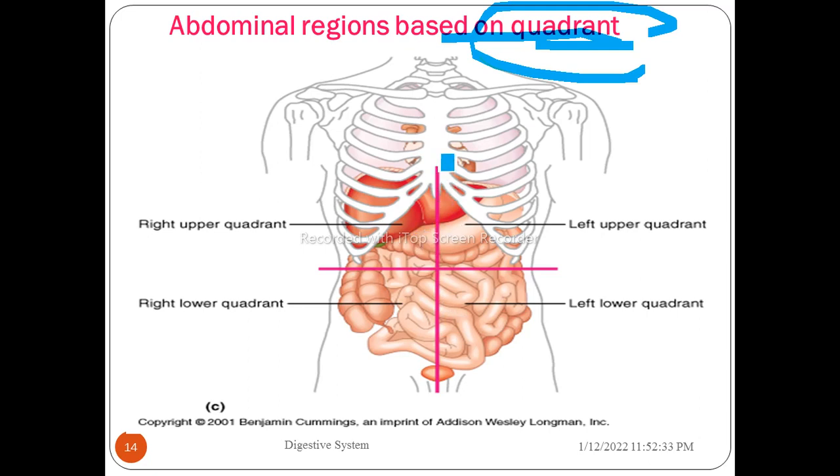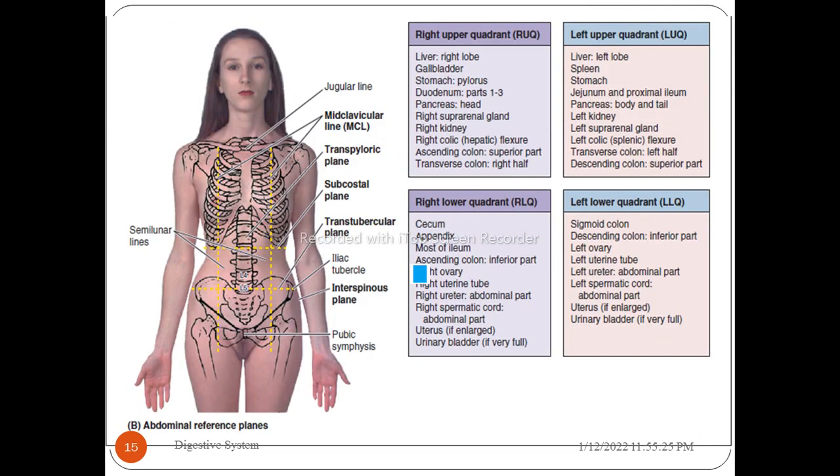By drawing 2 lines, this is known as the vertical line or medial line, and this one is another horizontal line. Due to these 2 lines, we can divide into 4 quadrants. So we can easily identify which organ is found in each quadrant by making these 4 quadrants.